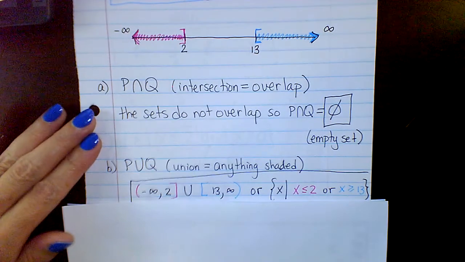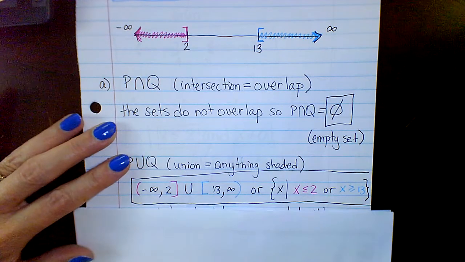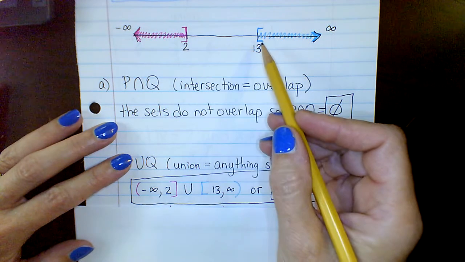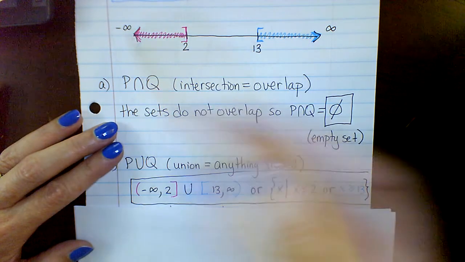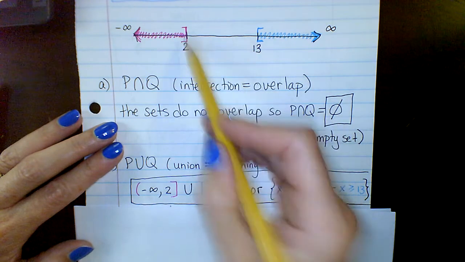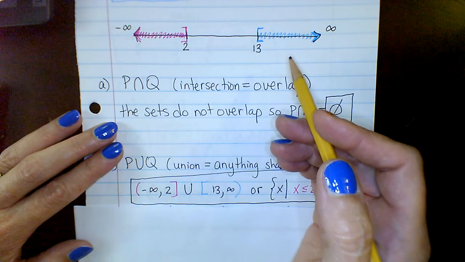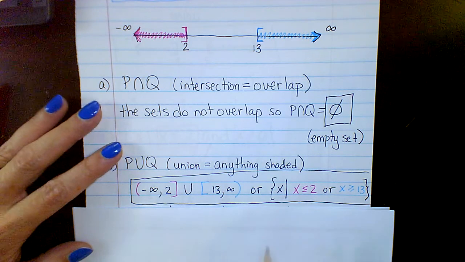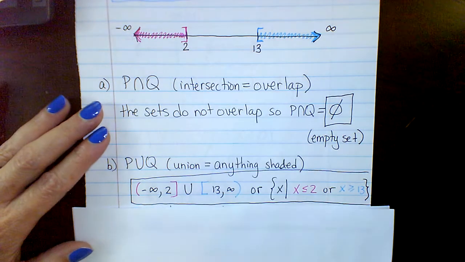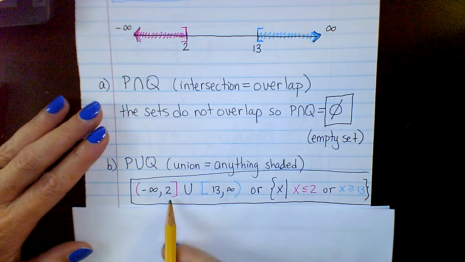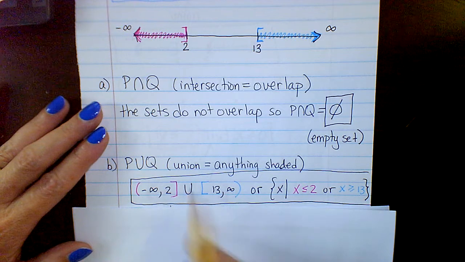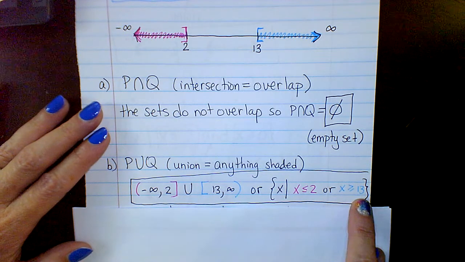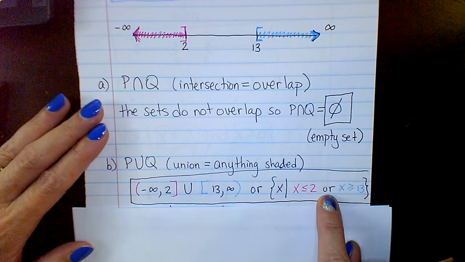The union is anything that's shaded. But this gets kind of tricky, right? Because they're not really connected. So you don't want to write negative infinity to positive infinity because this isn't shaded in red or blue or both. So here's how we have to write it. Because they're disjoint, right? Because they're not connected, you have to write one set and then you're going to put a little union symbol in the other set. You could also write it in set builder notation with the word "or" between it.